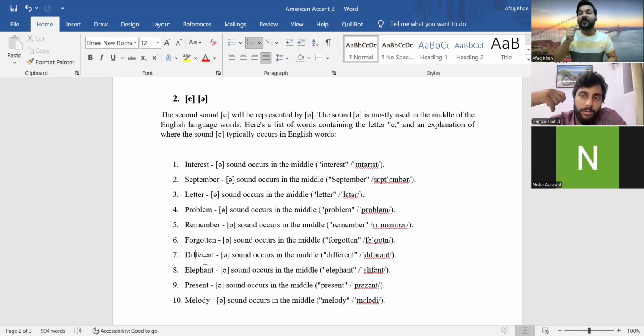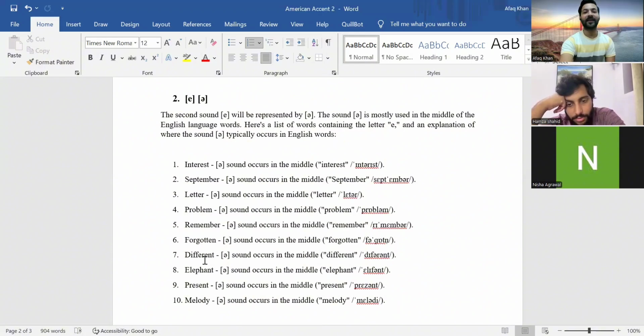Okay, the sound after F: F and R. Front. Different. Very good. So we've got two schwa sounds here. Yes, different. It's different than that.